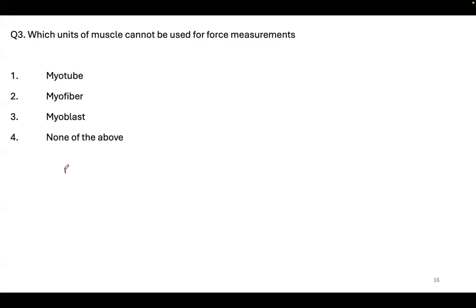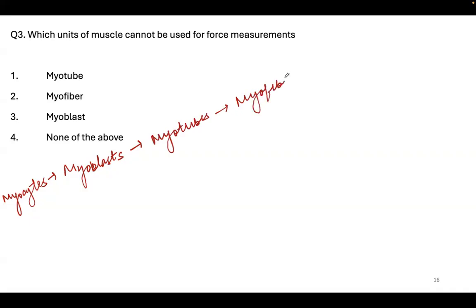So you start off with your myocytes, and then you have myoblasts. And then what you have are myotubes. And then you have the final myofiber. Okay. So this and this, they do generate force, but your myoblasts and myocytes, they would not. So your answer here is going to be myoblast.